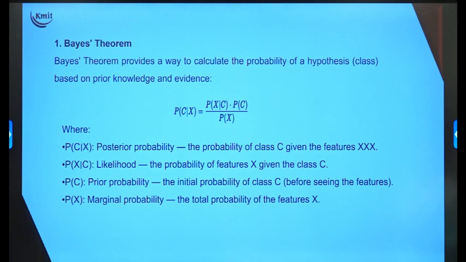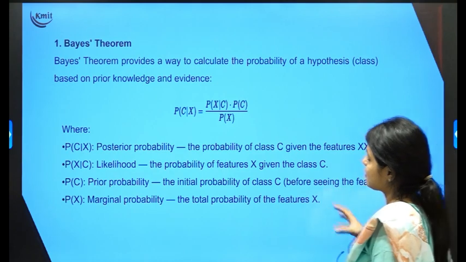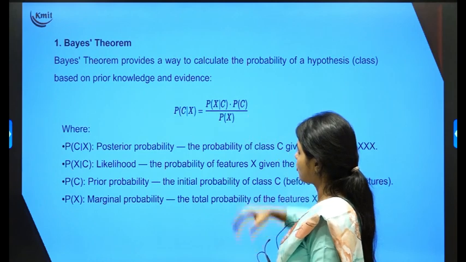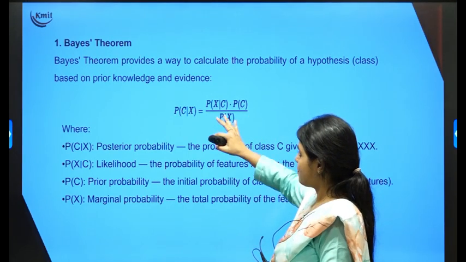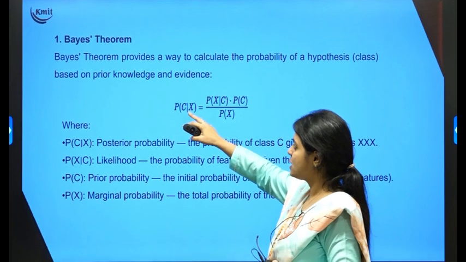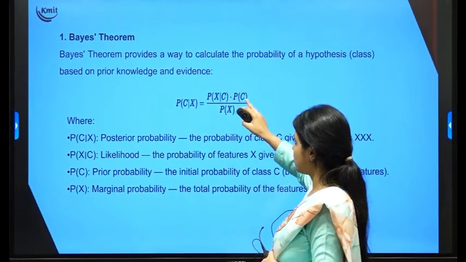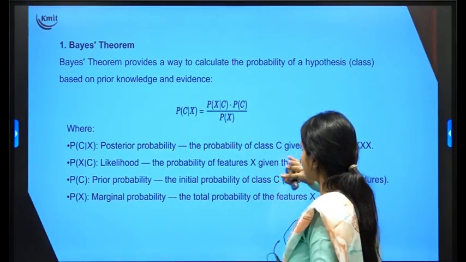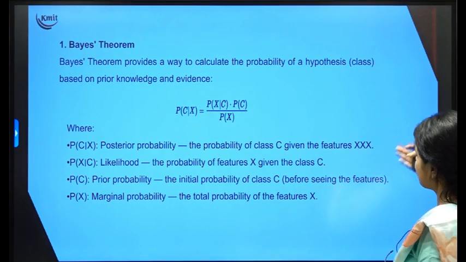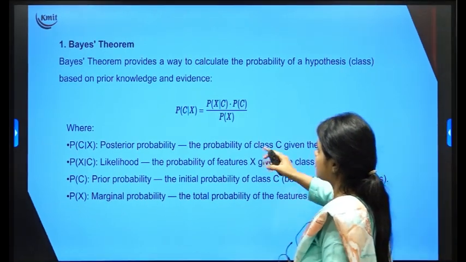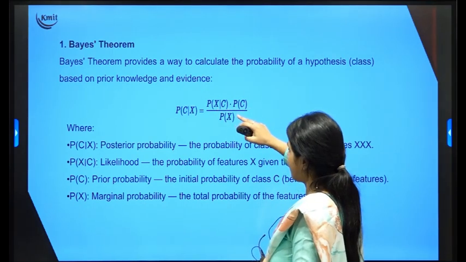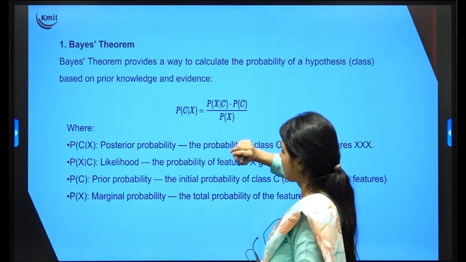Before we go into the algorithm in depth, let's talk about Bayes theorem. Bayes theorem provides a way to calculate the probability of an instance occurring based on prior knowledge or evidence. We have P of C given X equals P of X given C into P of C by P of X, where P of C given X is called the posterior probability, the probability of class C given the features X. Then we also have the likelihood, the probability of feature X given the class C, then the prior probability, and the marginal probability.